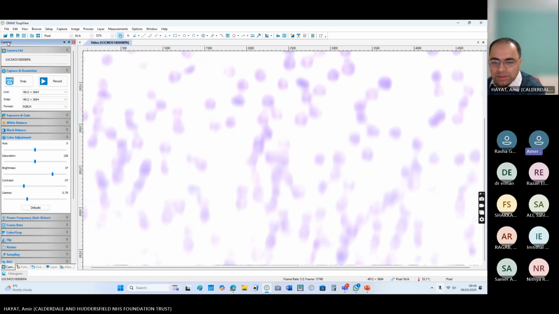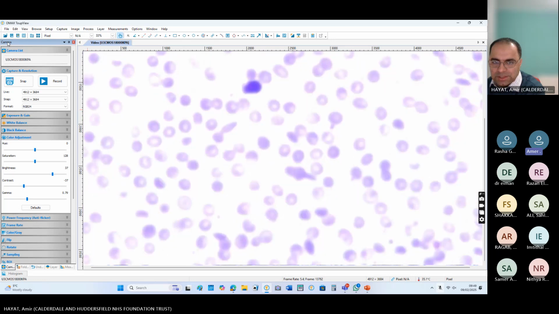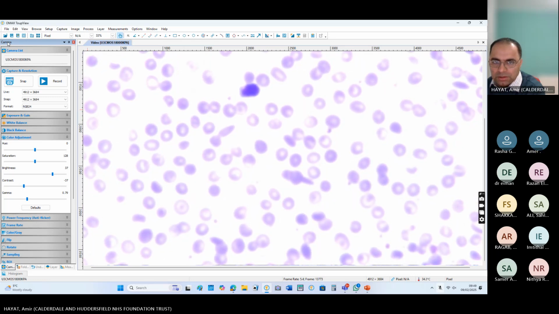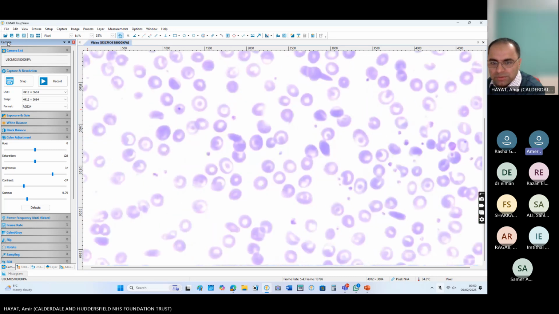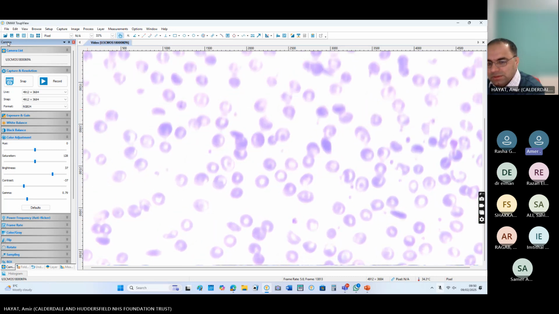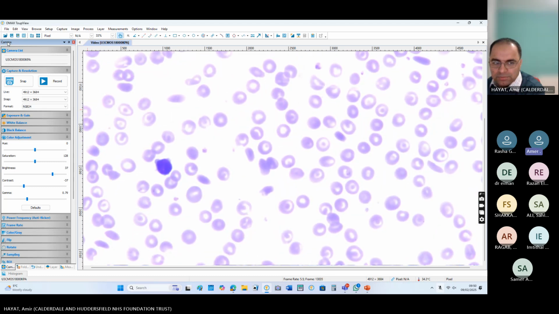And regarding the reactive lymphocytes, they usually have scalloping. These cells don't have scalloping. They are blasts. Some of the white cells have nucleoli, and they have minimal cytoplasm.